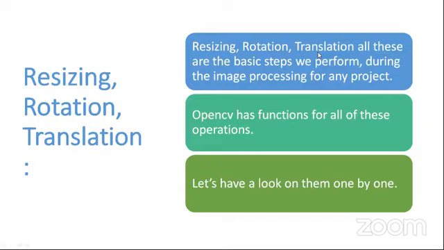It really motivates me. So okay, moving forward: resizing, rotation, and translation. These are all the basic steps we perform during image processing. First we will cover it from the basic scratch. So why do we need resizing, rotation, and translation? These are the main things. Resizing is to resize the image.